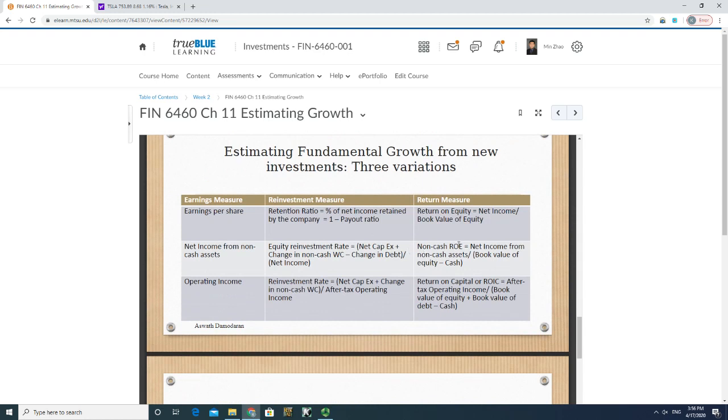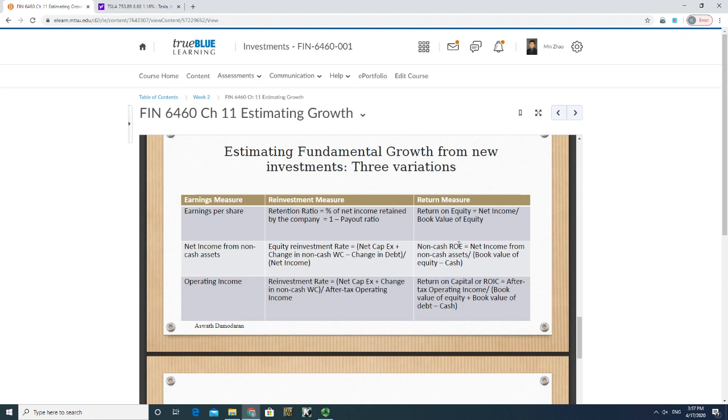So we have three variations of estimating future growth rates, depending on which perspective you are going to utilize. The first one is based on earnings per share. You look at the retention ratio, assuming that all retained earnings will be invested in future investment projects by the company. If that is the case, then you can use retention ratio times ROE to get an estimation of the growth.